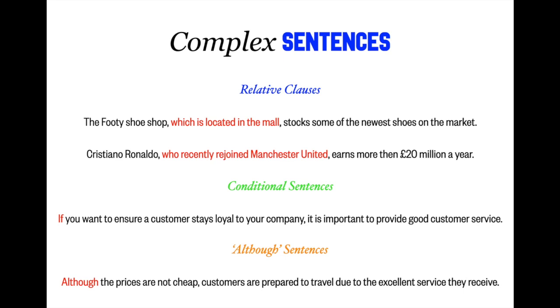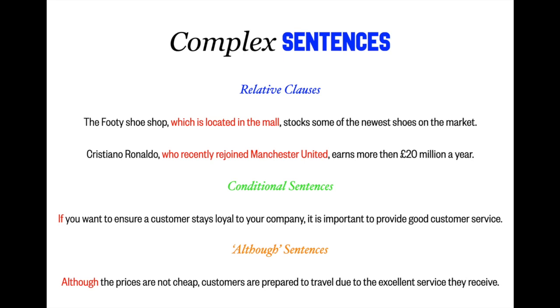The marking scheme for the O-Level exam speaks about a variety of sentence structures. Therefore, if you can use the 3 different types of sentences that I've shown you on the screen here, your language score will increase. The first type of sentence I want you to focus upon is called a relative clause. Let me read the example to you. The Footy shoe shop, which is located in the mall, stocks some of the newest shoes on the market. And the second sentence says, Cristiano Ronaldo, who recently rejoined Manchester United, earns more than £20 million a year.